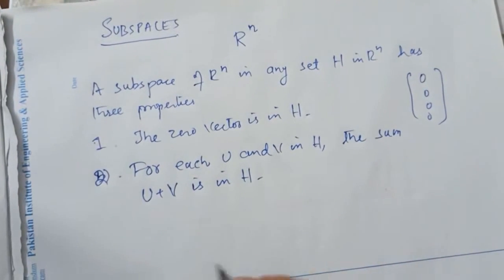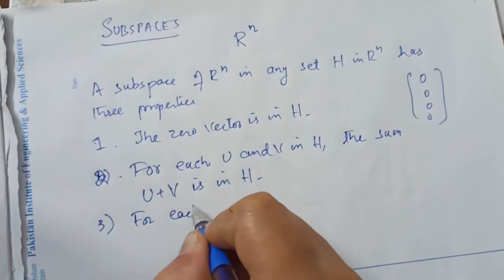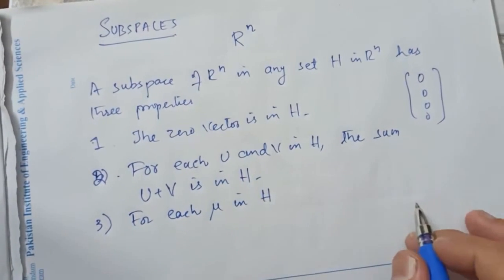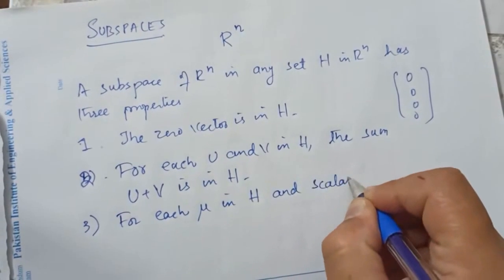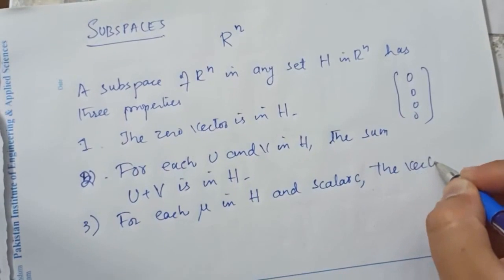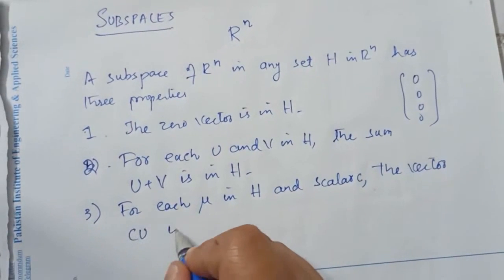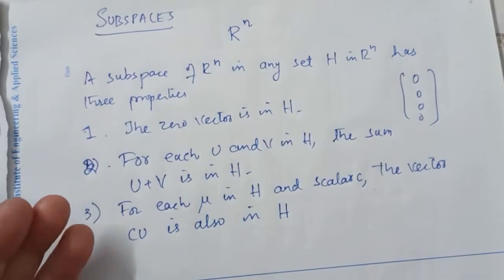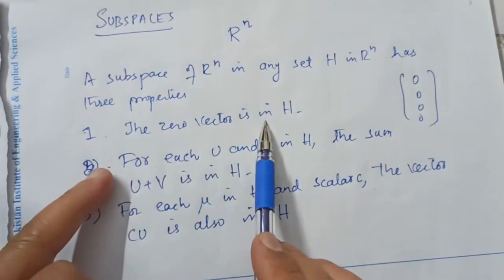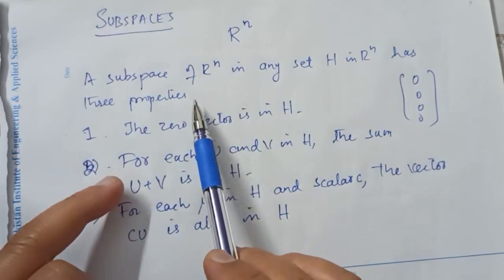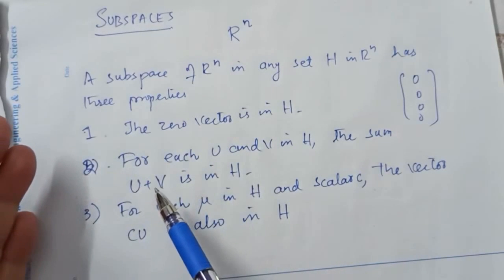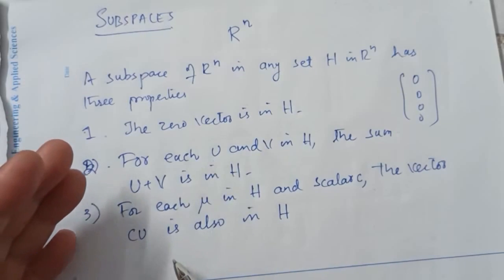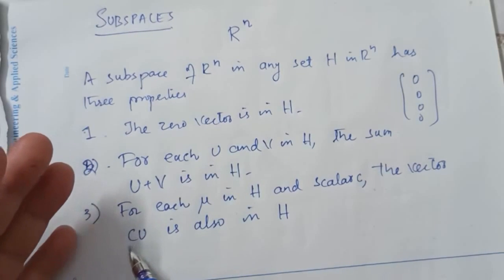And the third property is, for each vector u in H and scalar, say c, the vector c times u is also in H. So what these three properties tell you is, the first one is the zero vector is in H, depending on which subspace it exists in, and for any vectors u and v, the sum u plus v is in H, and if you multiply any vector that is in H by a scalar c, then that cu vector is also in H.